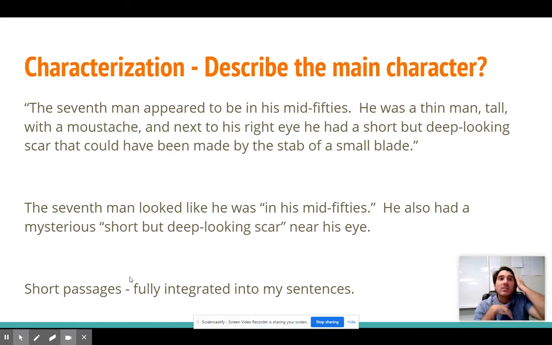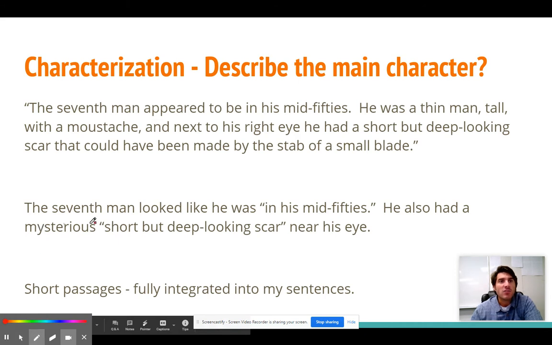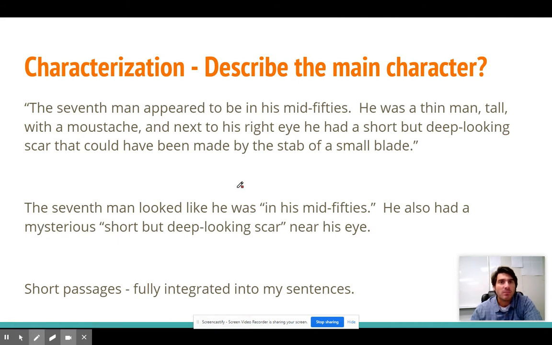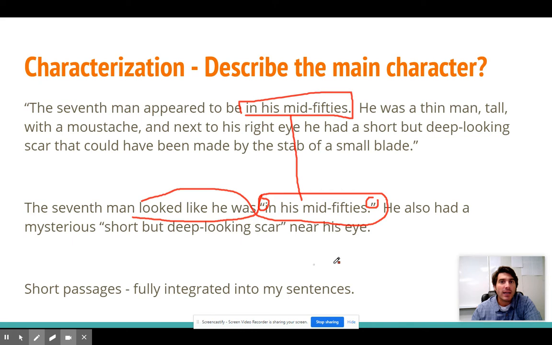It's the same passage. The seventh man appeared to be in his mid-50s. He was a tall, thin man with a mustache, and next to his right eye had a short but deep-looking scar that could have been made by the stab of a small blade. All right, so that's still our passage. But now look at the different way in which I did this. The seventh man looked like he was in his mid-50s. I took this idea of in his mid-50s, and that's the only idea I carry down into my quotation. And my sentence runs directly into my quotation, and they integrate, right? They're going together. I'm mixing my sentence with the quotation passage.